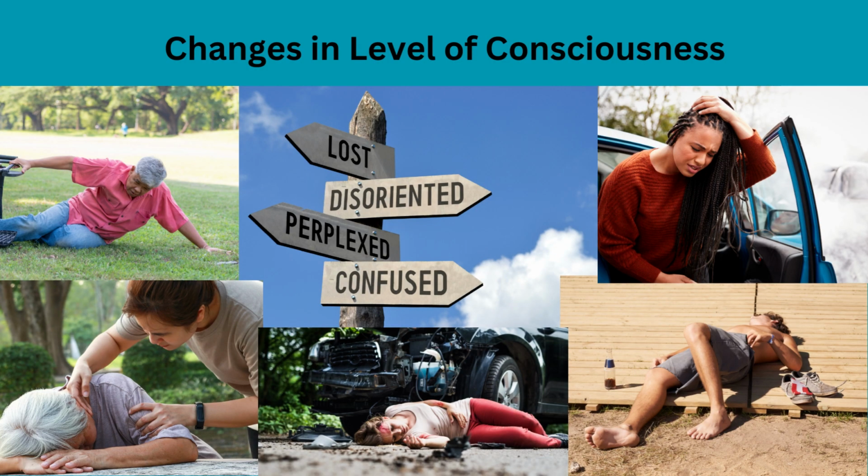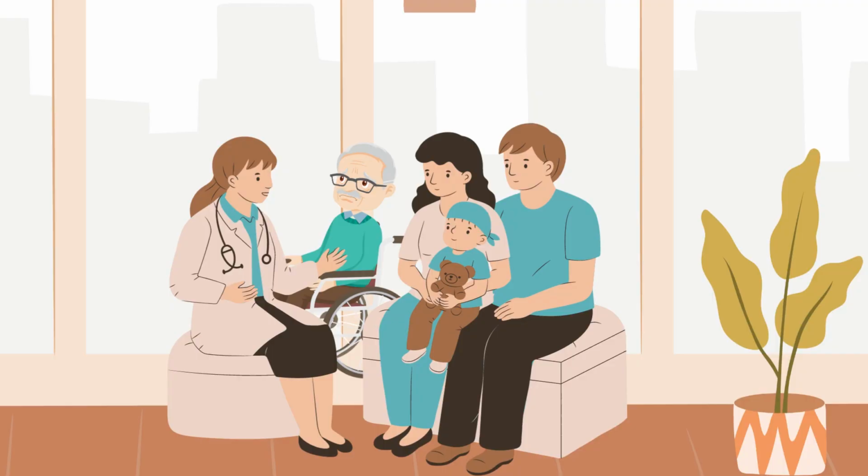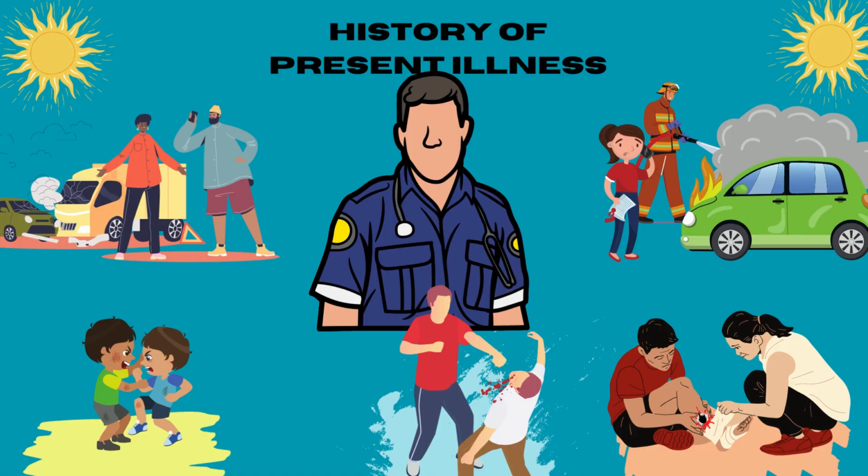Changes or loss of consciousness. If the patient appears altered or confused, ask if there has been a recent change in their level of consciousness or awareness. Make sure to ask the family, what is the patient's normal mental status? If this change is new, when did it start? Inquire if the patient lost consciousness or experienced any other neurological symptoms.